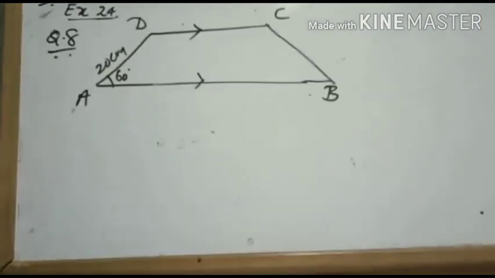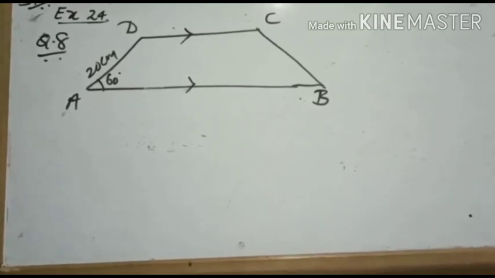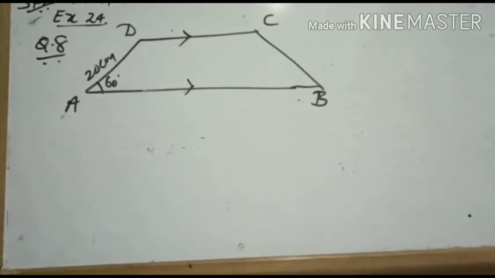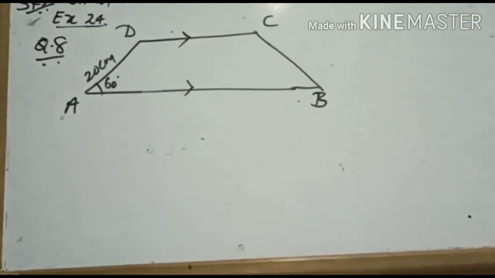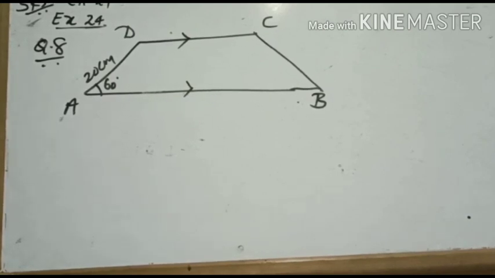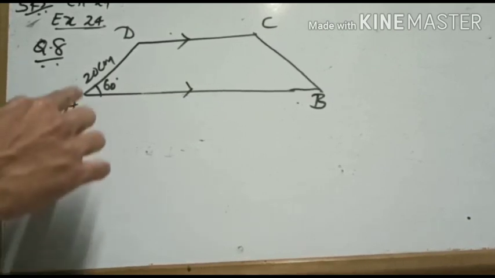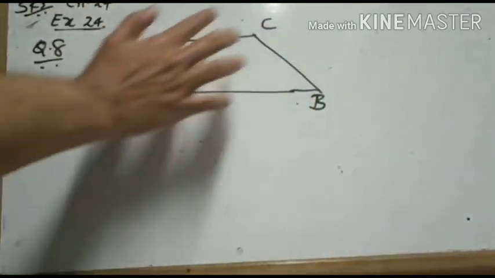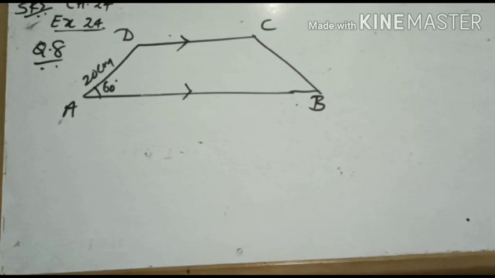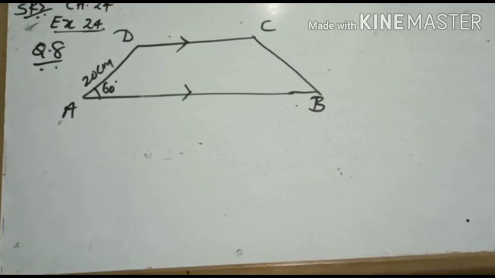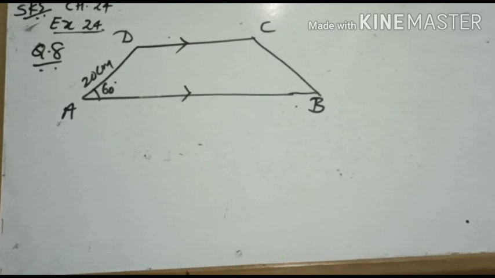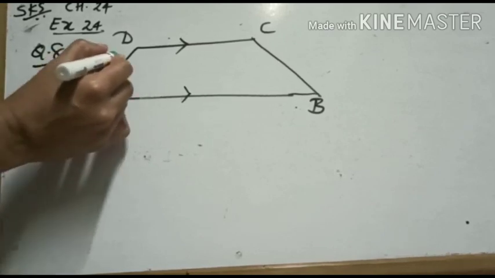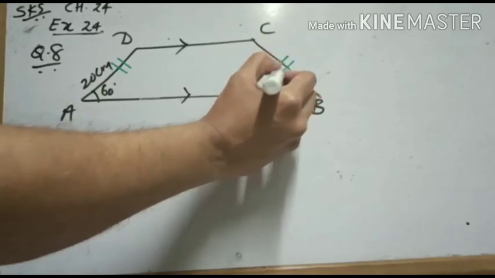I am taking question number 8. If you have understood question number 7, then question number 8 should not be a difficult task. The only thing I would like to remind you is they have given us quadrilateral ABCD is an isosceles trapezium. Trapezium is a type of quadrilateral in which one pair of opposite sides is parallel and the other pair is not parallel. That is, AB and CD here are parallel, AD and BC are not parallel.